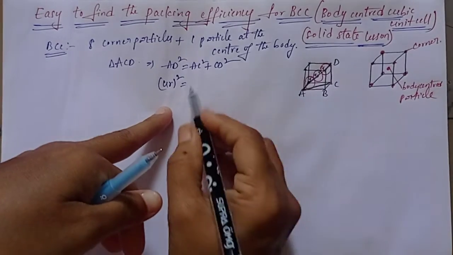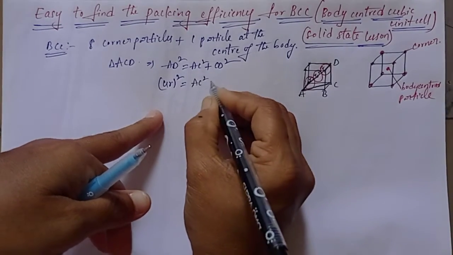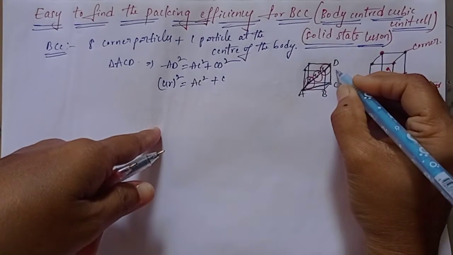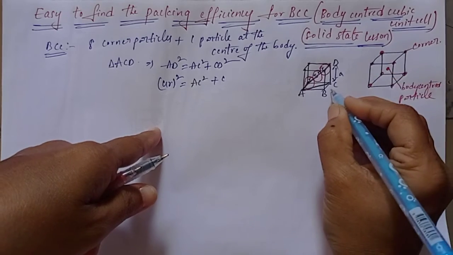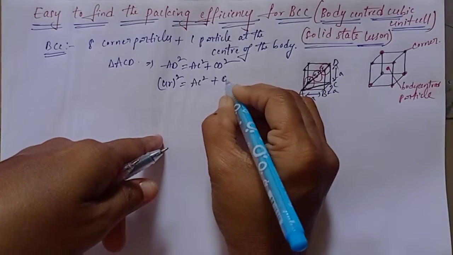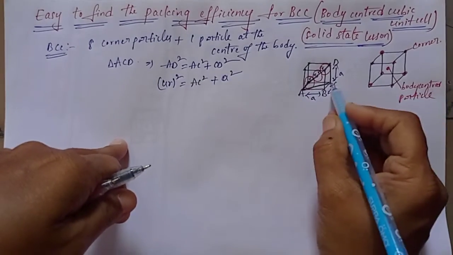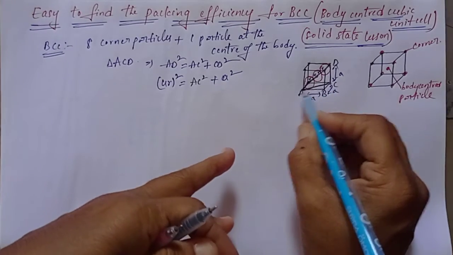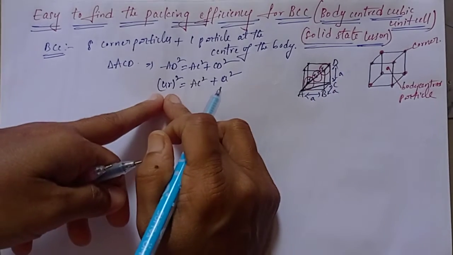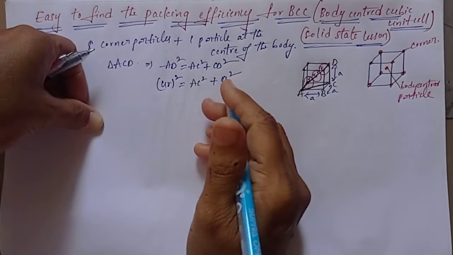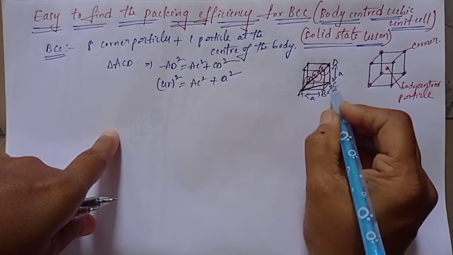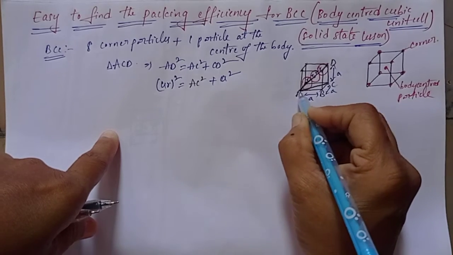And AC square as it is, plus CD square. CD square is how much, students? It is the edge length a, and here also edge length a. So its edge length squared is a square. But AC is not the edge length, it is the face diagonal. So first we have to find the AC value, then we can find the atomic radius. For that I'm taking the triangle ABC.